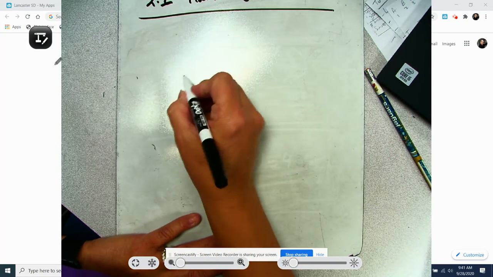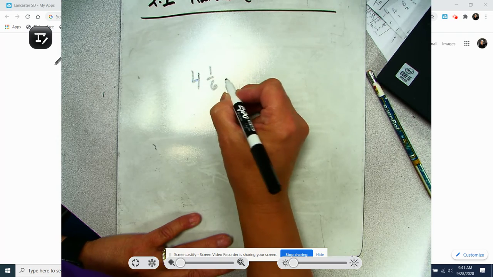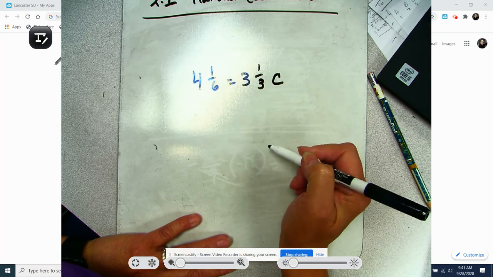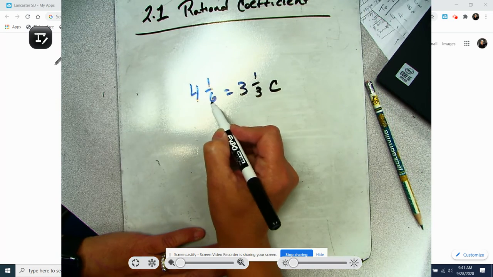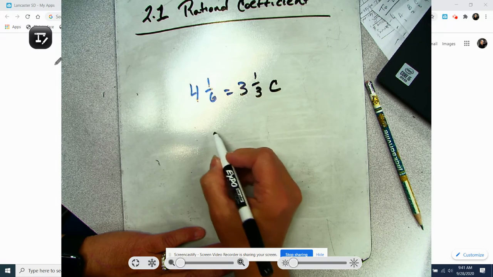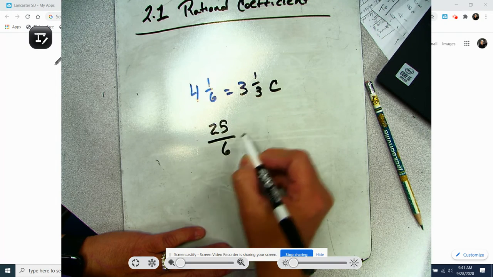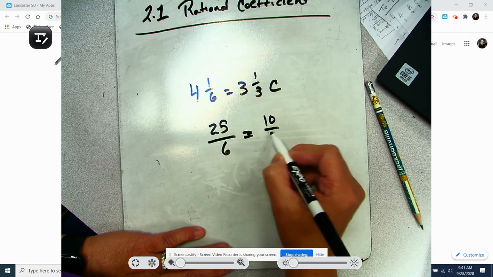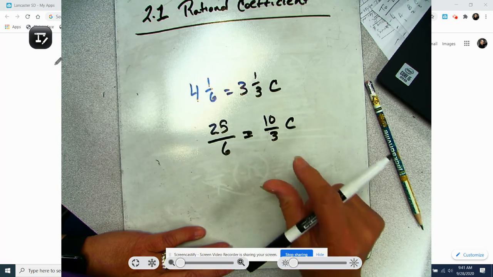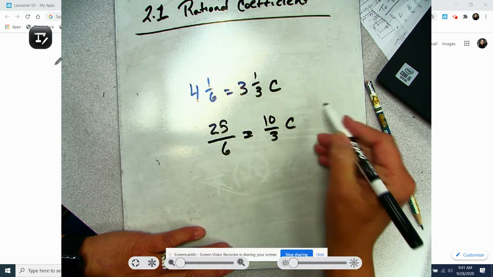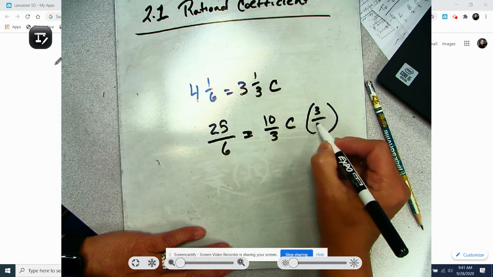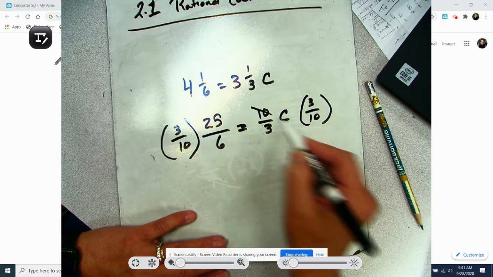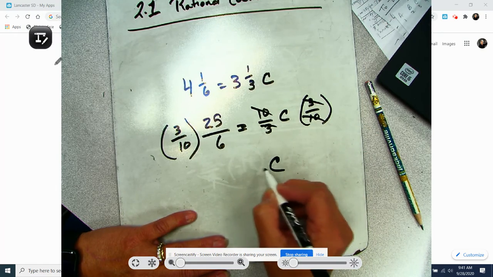All right, what if you've got something that looks like this? 4 and 1/6 equals 3 and 1/3 C. First thing you're going to do is convert this to improper fractions. So 4 times 6 is 24 plus 1. So this would be 25 over 6. 3 times 3 is 9 plus 1 is 10. So this would be 10/3 C. The number in front of the letter is 10 over 3. We're going to multiply by its inverse, which is 3 over 10. On this side, 3 over 10. So cancel, cancel, cancel, cancel, and I'm left with C on this side.